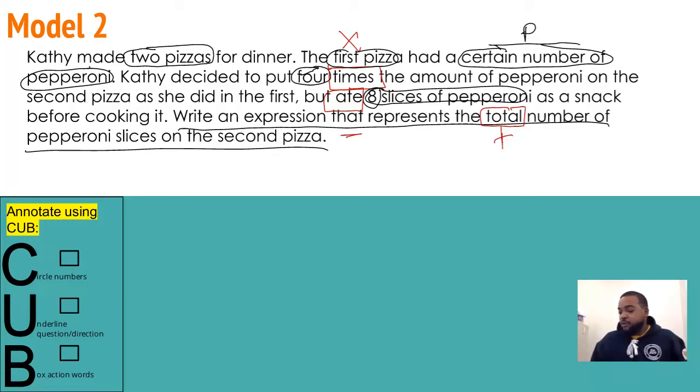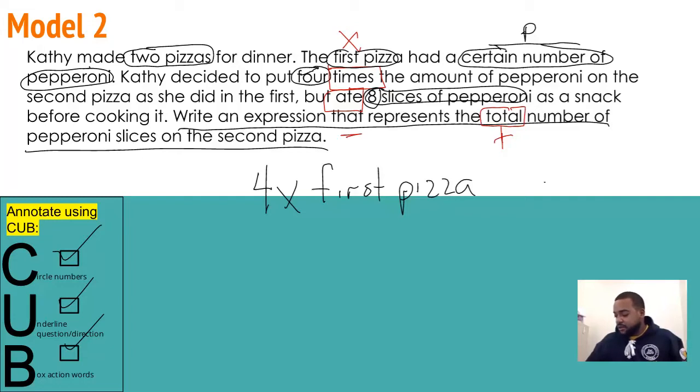We know that she put 4 times the amount of pepperoni in the second pizza as she did on the first. So she put 4 times the amount. So that's important information. So 4 times the first pizza. So we went ahead and circled, we underlined, and we boxed. And then we know that she ate 8 slices. So we're going to take away 8 slices. So we're trying to figure out the total number of pepperoni slices on the second pizza.